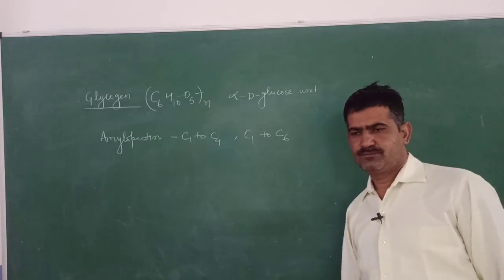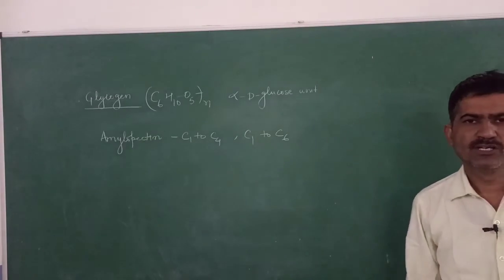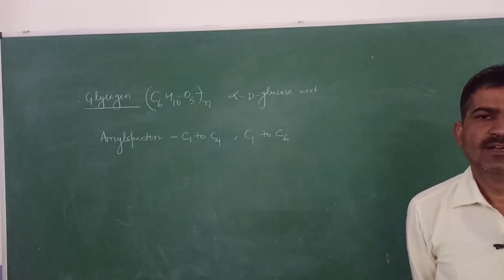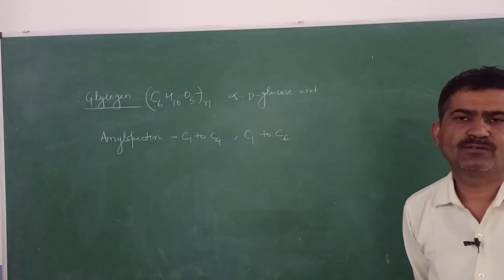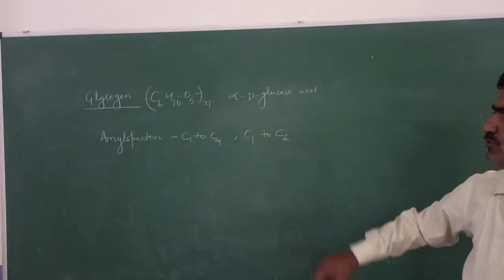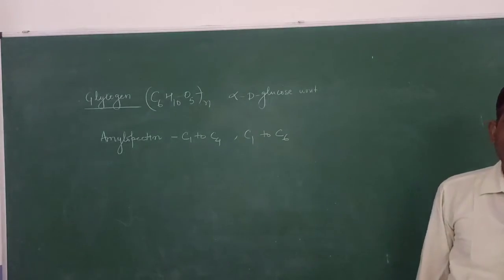And this store food is stored inside the liver, and whenever there is an emergency, when we are fasting or a day when we do not take food, this is released into the blood, and it gets hydrolyzed to change into glucose units. And this is all about the polysaccharides.